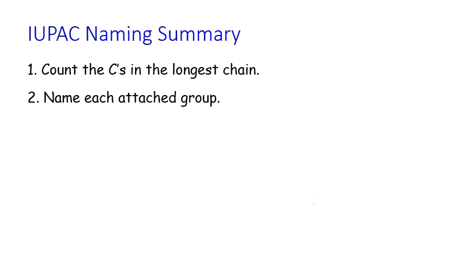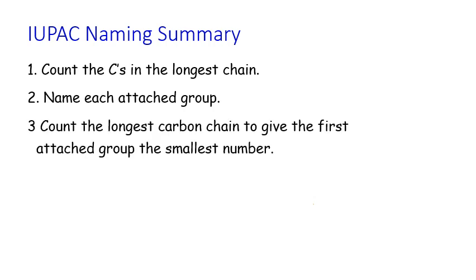Being chemistry, there's always rules, and in order to name alkanes, we use the IUPAC naming summary. IUPAC is the International Union of Pure and Applied Chemistry. It's the international body of chemistry which makes the rules in terms of naming, so everyone's naming compounds the same way. The first thing is you count the number of carbons in the longest chain. Then you name each attached group. Then you count the longest carbon chain to give the first attached group the smallest number. And then name and locate each group.